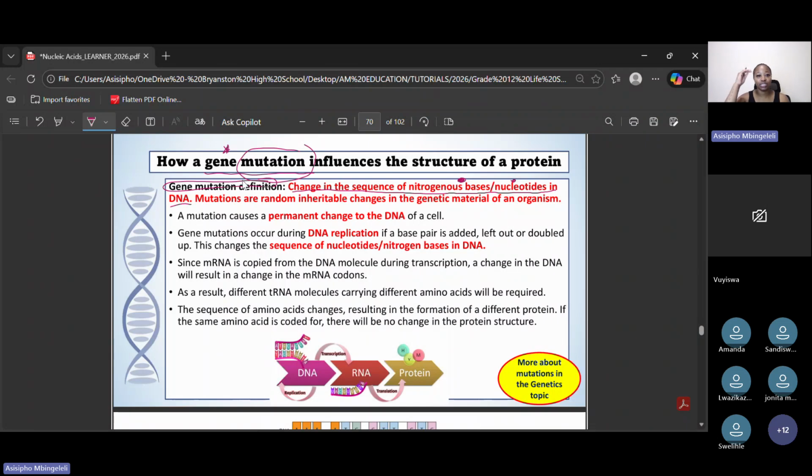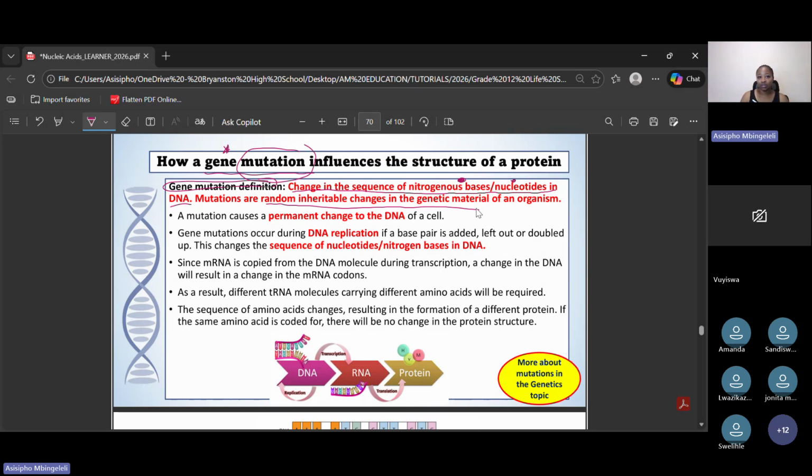You need to know what gene mutation is. Once you see the word mutation, think change. Where is this change for gene mutation? This is a change in the sequence of bases, because the gene is determined by the sequence of bases. Now, this mutation is very random. Mutations are random inheritable changes in the genetic material of an organism.